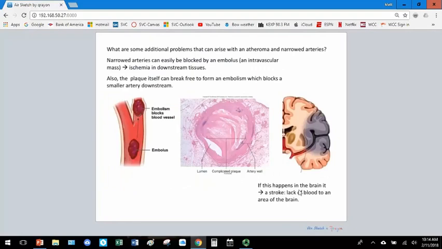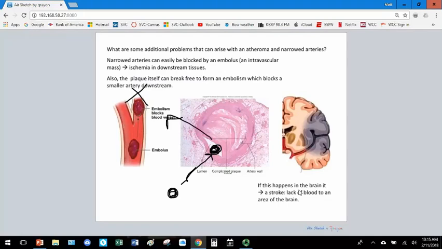Some additional problems that can arise from this. Here's a severely complicated plaque. This is a hardened, calcified atheroma. And that's all the lumen that we're left with right there. Okay, so besides the hypertension and the inability to expand and recoil, what's the problem with this? Well, an embolism or a traveling mass can travel down the blood vessel and it can get caught there. And what that does is it cuts off blood to the downstream tissues, which obviously is not good.